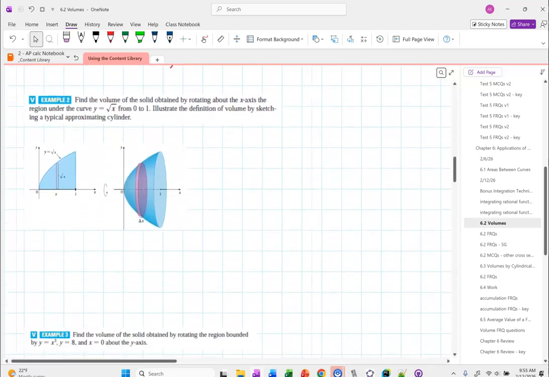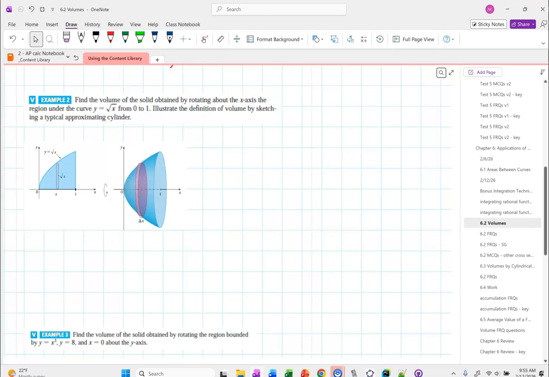Let's look at an example. So let's say we want to find the volume of the solid obtained by rotating about the x-axis the region under the curve y equals square root of x from 0 to 1. So this is what you should imagine in your head. If we take this figure and we rotate it around, it's going to create a dome kind of shape tilted on its side. Is everybody okay with that?